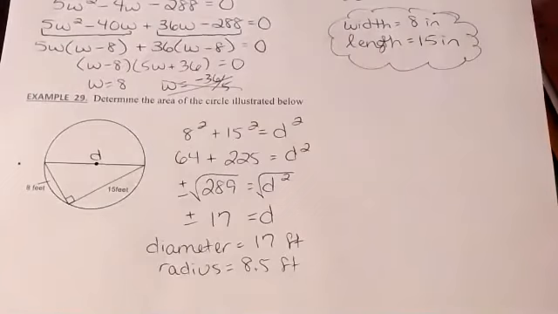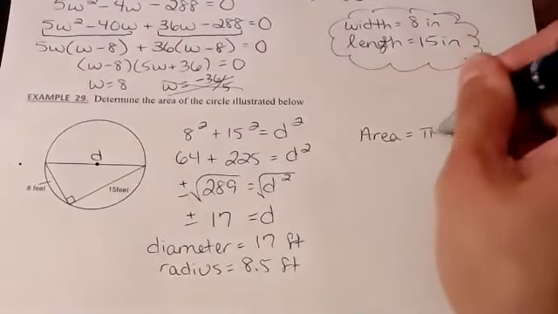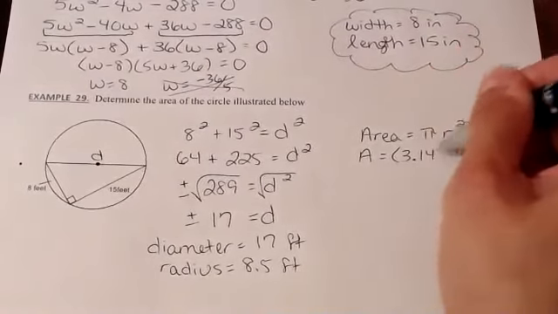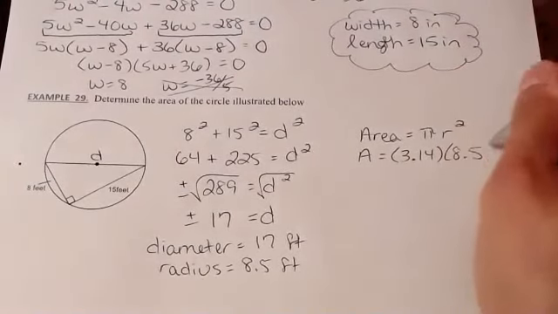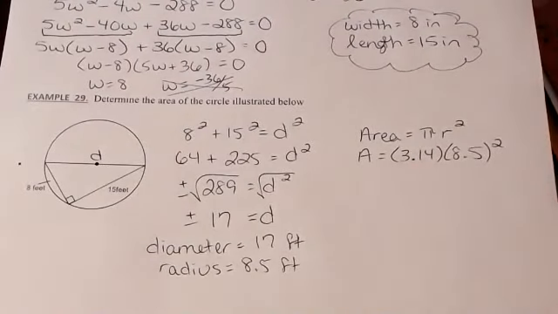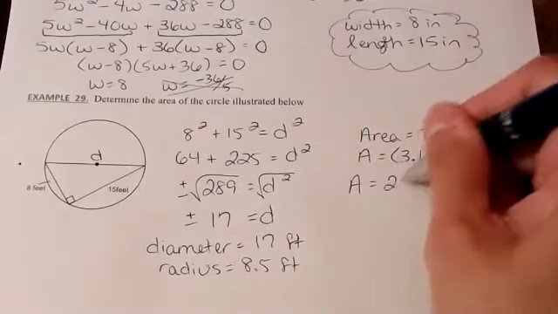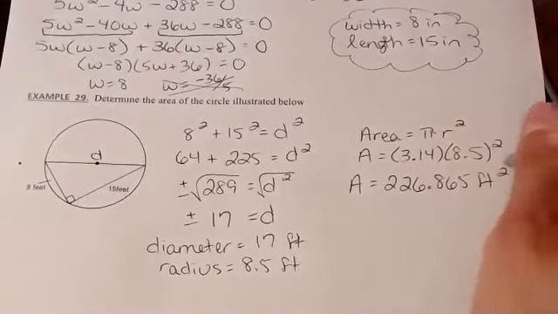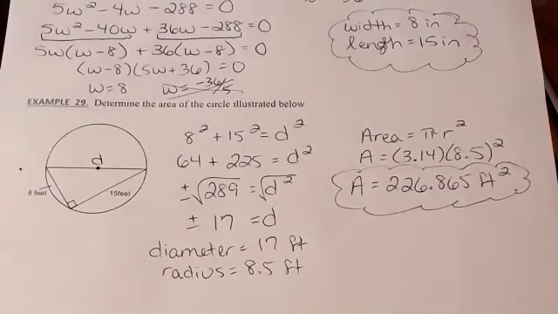The instructions here were to determine the area. So the formula for the area of a circle is pi r squared. We recognize pi is 3.14. We're going to use the approximation. And we see that the radius again is 8.5. So carefully, when we plug in this computation into our calculator, we'll find that the area is 226.865 square feet. And there is your solution. And that concludes our notes.